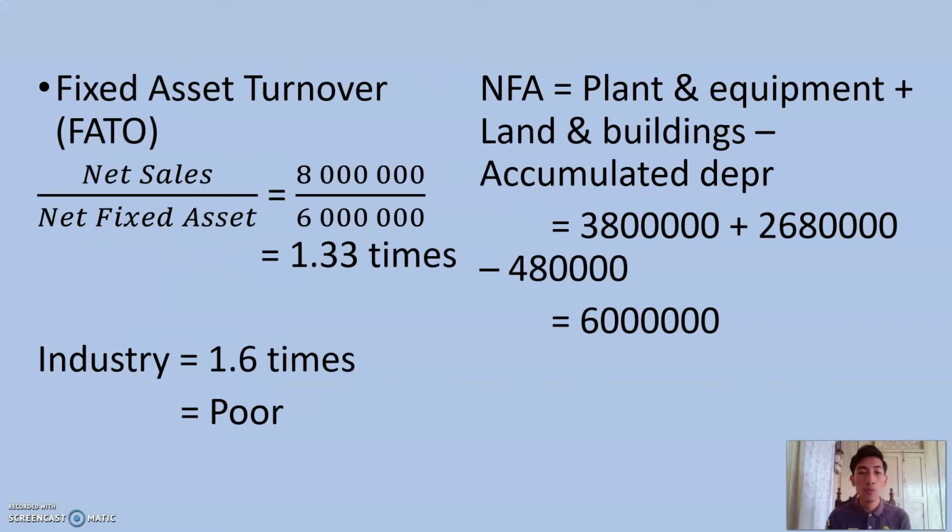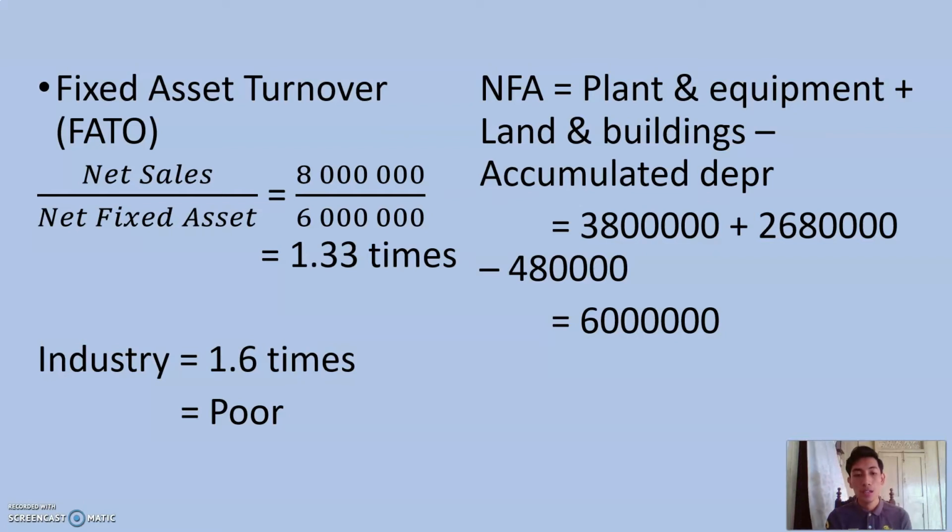Like we know, the formula for fixed asset turnover is net sales divided by net fixed assets. In this question, the net sales is 8 million while the net fixed assets is 6 million. But before that, we have to find the net fixed assets first. To find it, we add plant and equipment plus land and buildings and then minus accumulated depreciation, and then we will get 6 million.